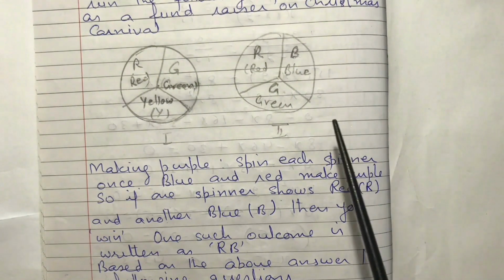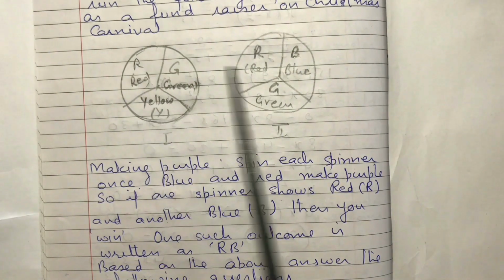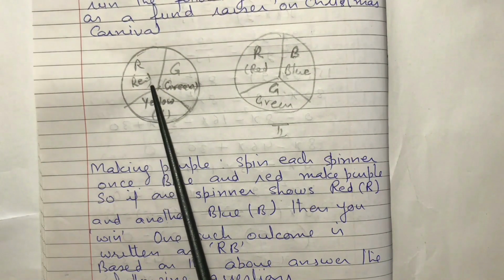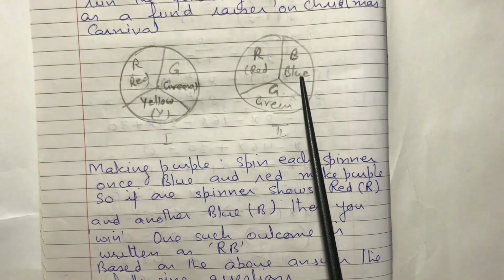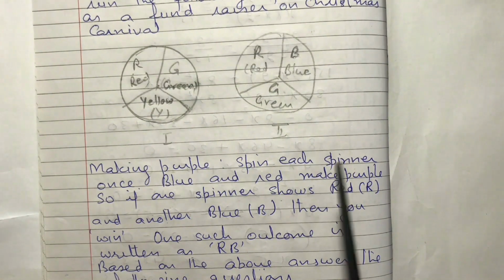Second question is find the probability of making purple. Purple कब बनेगा? जब R और B आएगा. तब पर्पल बनेगा. इसका मतलब there is one possibility of making purple. So probability is 1/9. So this is the answer of the second question.